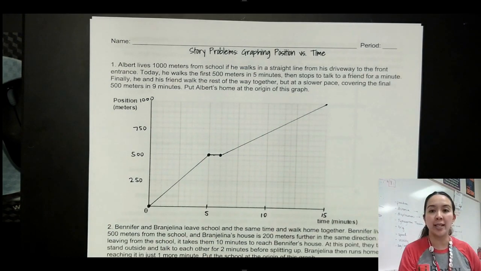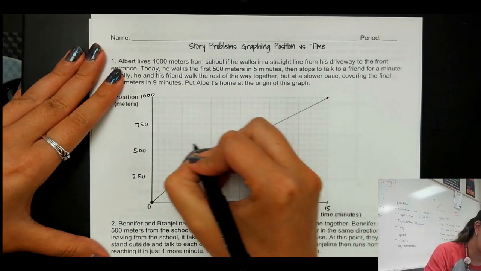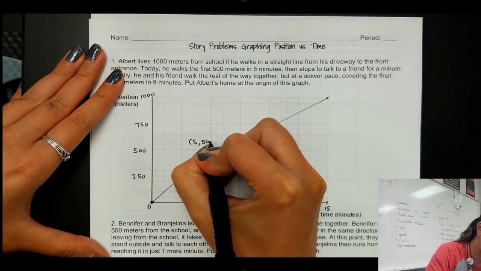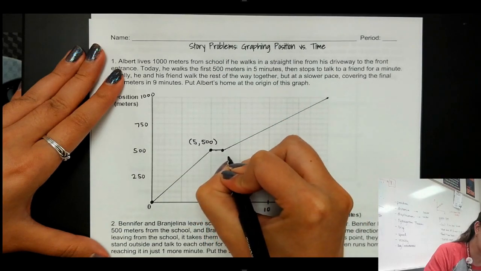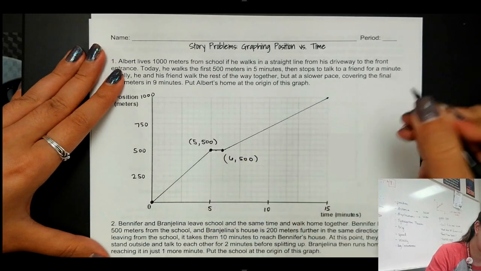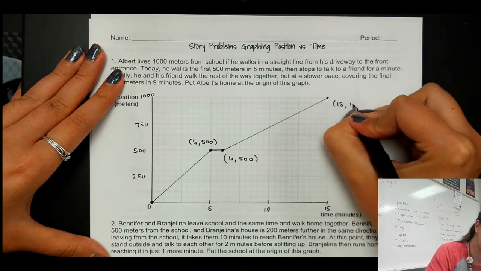For your convenience later on, we're going to go ahead and label these ordered pairs. So this one is obviously 0, 0. This first point is going to be 5, 500. This next point is going to be 6, 500. And then this last one is going to be 15, 1,000.